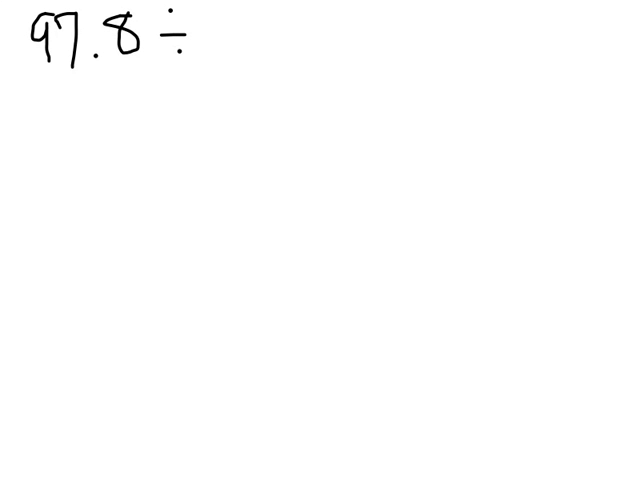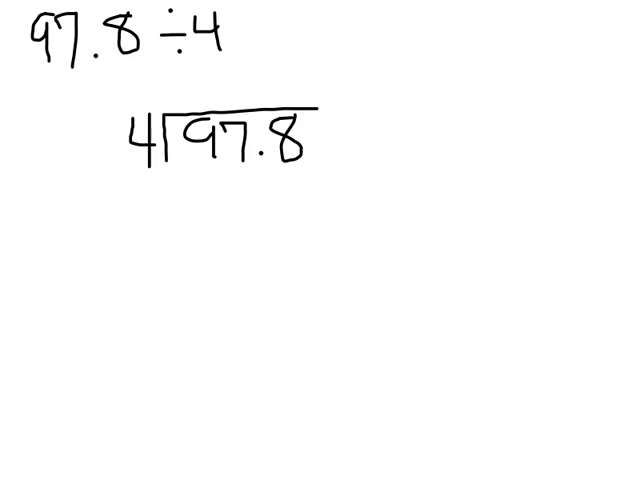97.8 divided by 4. First thing I'm going to do is set up my problem. Divisor goes outside, dividend goes inside. So now my first question I'm asking myself is, how many times does 4 go into 9? Well, knowing my multiplication tables, 4 goes into 9 2 times. 2 times 4 is 8. I'm going to go ahead and subtract that. I'm left with 1. Now I can bring my 7 down.